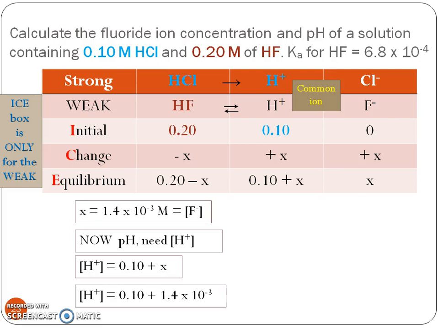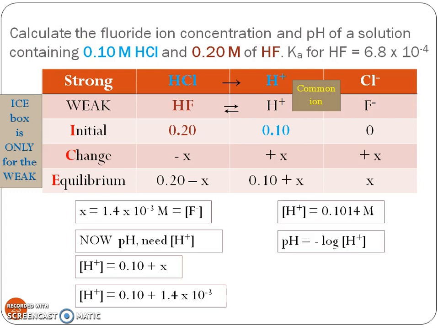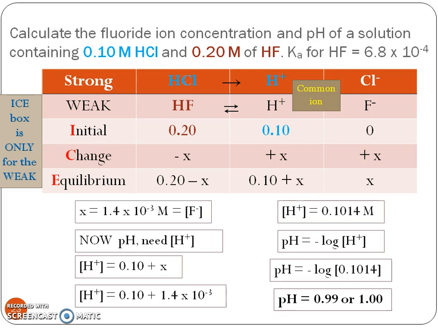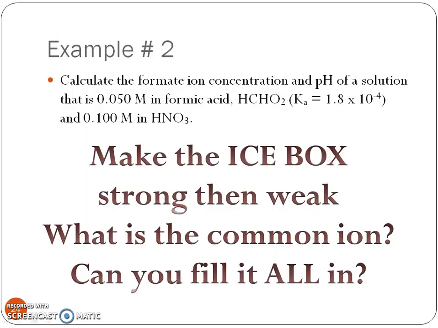And we plug and chug along, and hopefully you know to take the negative log of that and get the pH of 0.99 or 1.00. So hopefully that makes sense, but we do have more examples coming up.